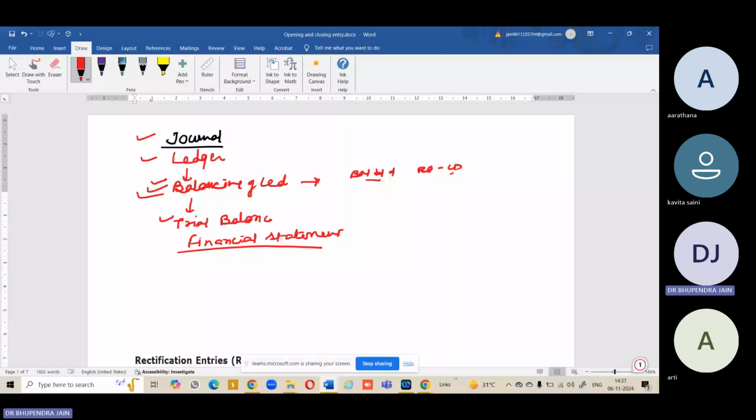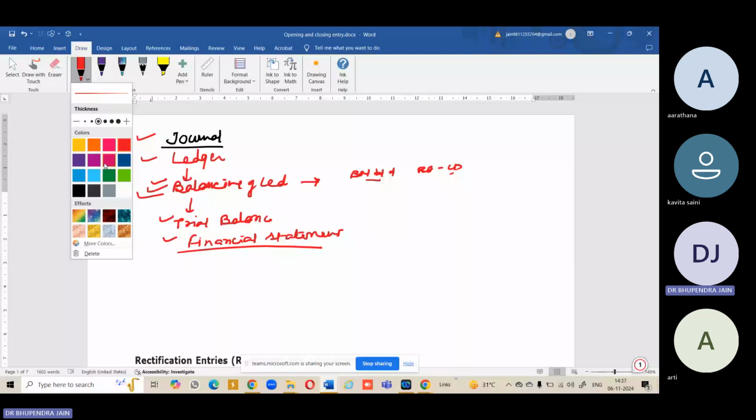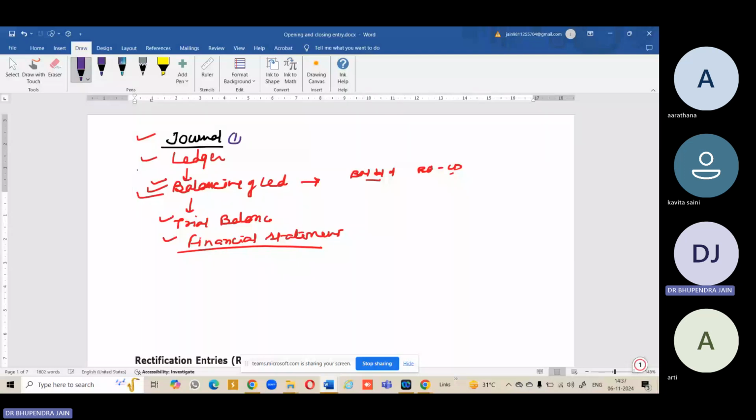In some cases, suppose an MCQ is given and only 4 options are given. The first option is journal, the second option is ledger, the third option is trial balance, and the fourth option is preparation of financial statement, because balancing of ledger is not the major part. Then there is the sequence. Suppose a missing unsequenced figure is given: in the first case maybe ledger, in the second case journal, in the third case final account, or in the fourth case trial balance.